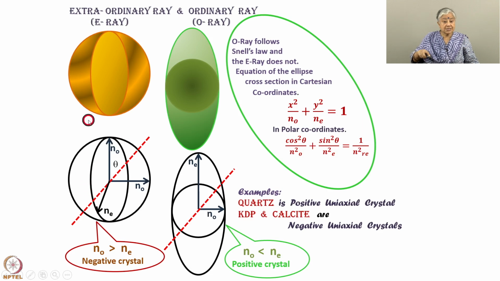Now, since this ellipse is sitting inside the circular piece, it is called a negative crystal. That means the N0 refractive index is greater than the Ne refractive index. This is just one more classification of crystals. You could have another classification where the ellipsoid is outside and the sphere is inside. The sphere is inside means N0 is less than Ne. Such a crystal is called a positive crystal.